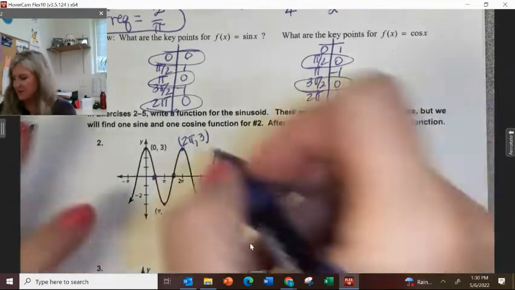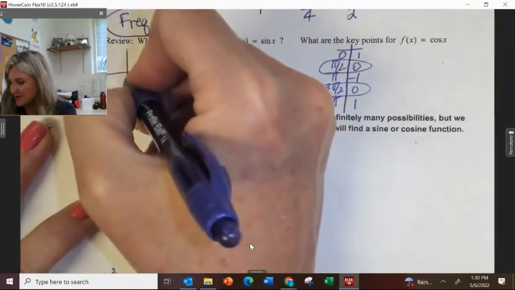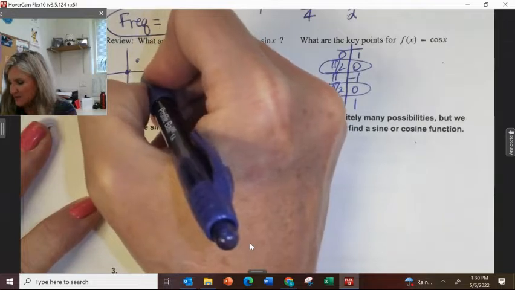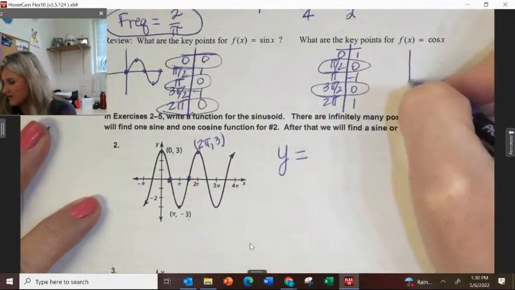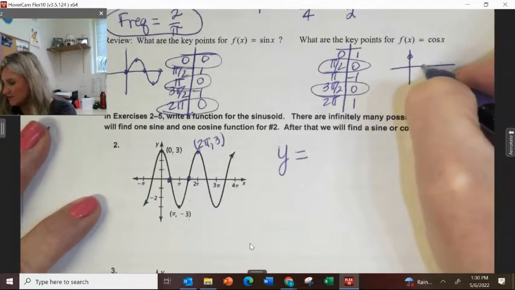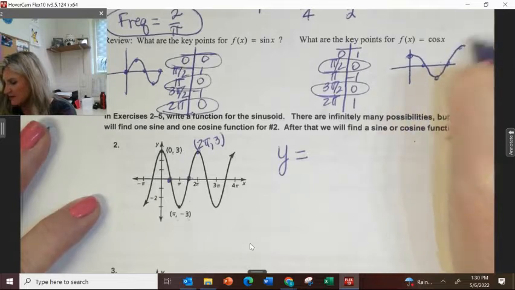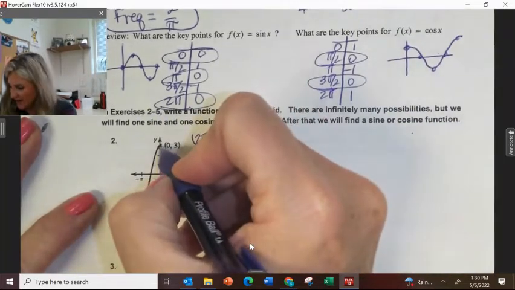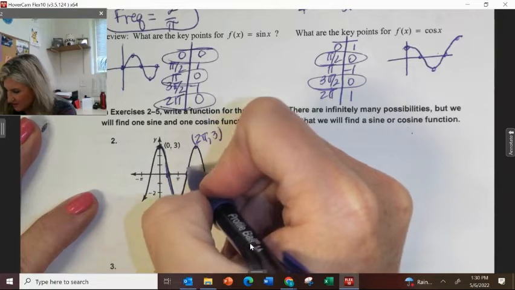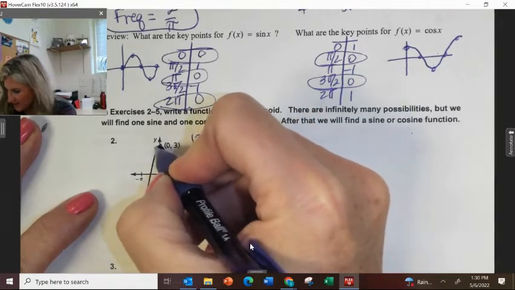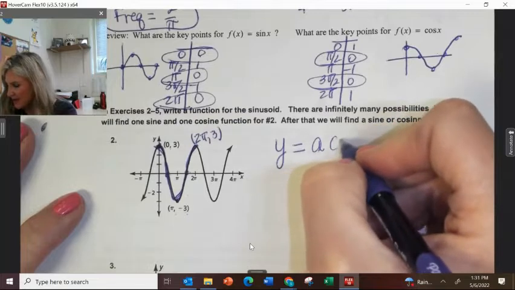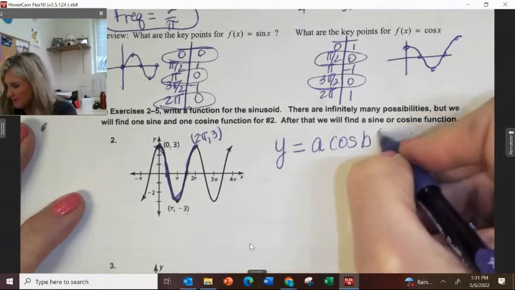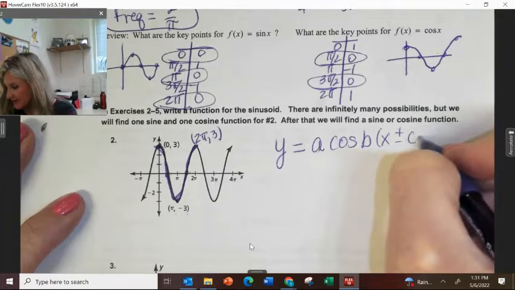Look at the pattern. Here, let me do sine up here again. Just looking at the pattern, it goes 0, 1, 0, negative 1, 0. There's how sine goes. For cosine, it goes 1, 0, negative 1, 0, 1. That's for cosine. So what does this look like when I look at it starting here and ending there? Cosine, good.